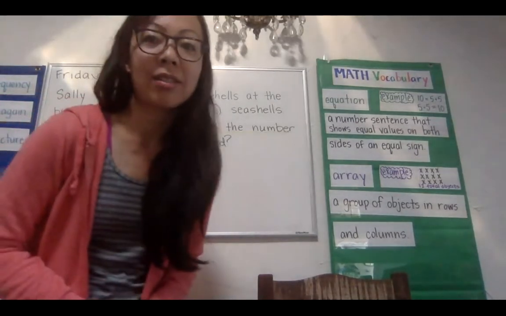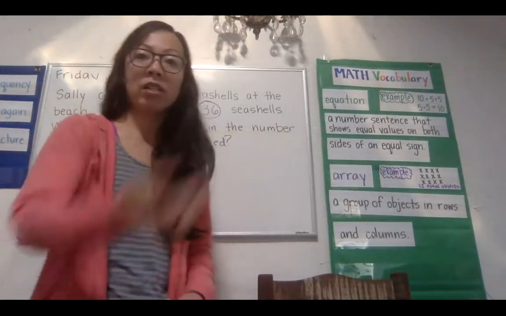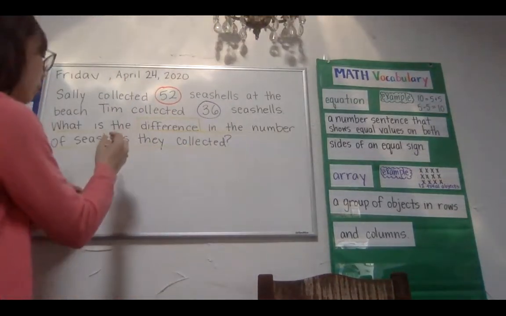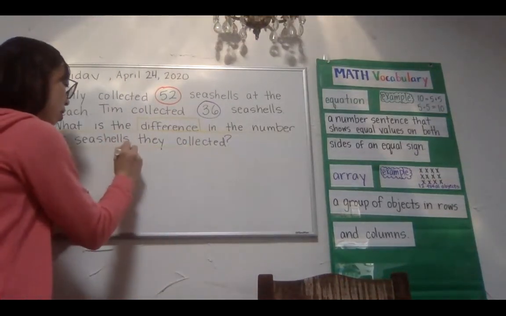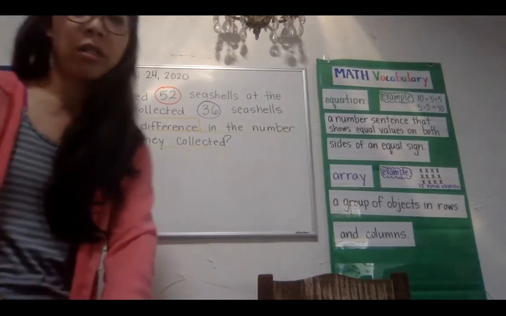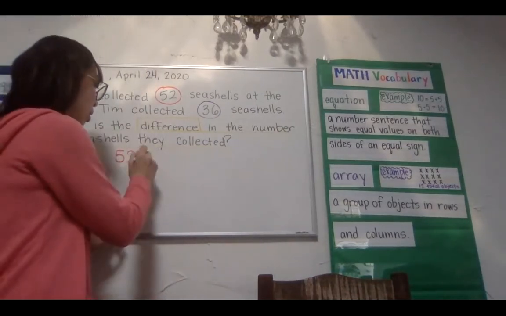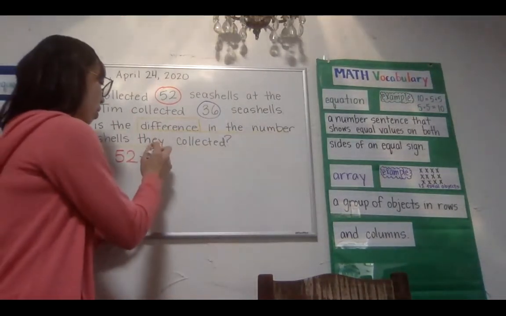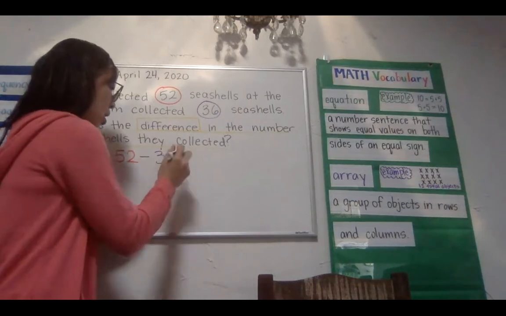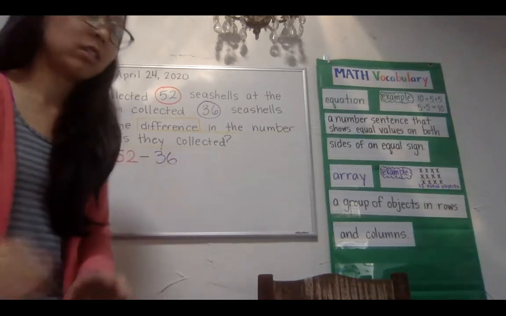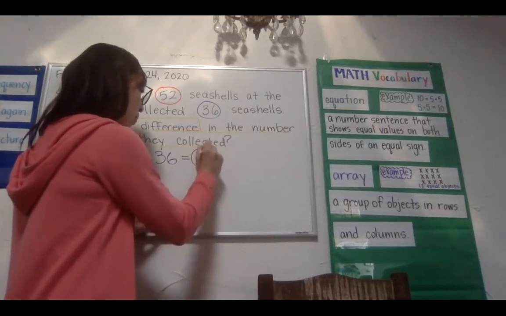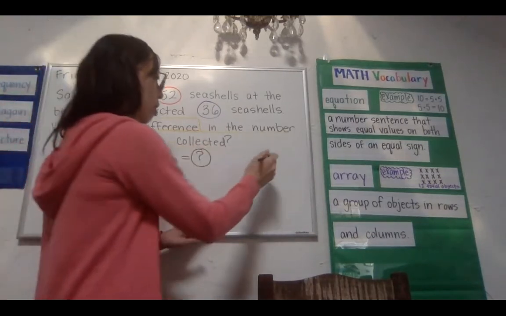What's step 3, guys? Write our equation. Now that we have our key words and numbers, we can make an equation out of this. So we're going to write our 52. We know that difference tells us we're subtracting. So 52 minus 36. And we know that's going to give us the difference. So that's our job, to find the difference. Okay, let's do our place value chart.